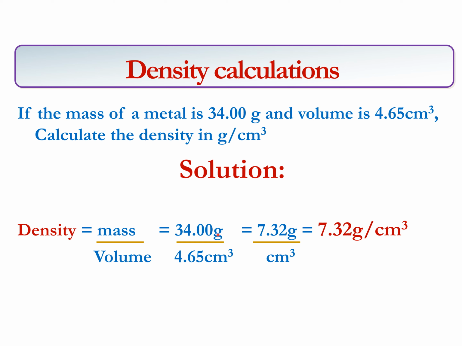The mass is given as 34 grams. We put it here, and we put the value of volume that is given, which is 4.65 cm cube. We put it for volume. So if we divide 34 by 4.65, we will get 7.32. So because we have gram here and cm cube here, the unit would then be 7.32 gram per cm cube.